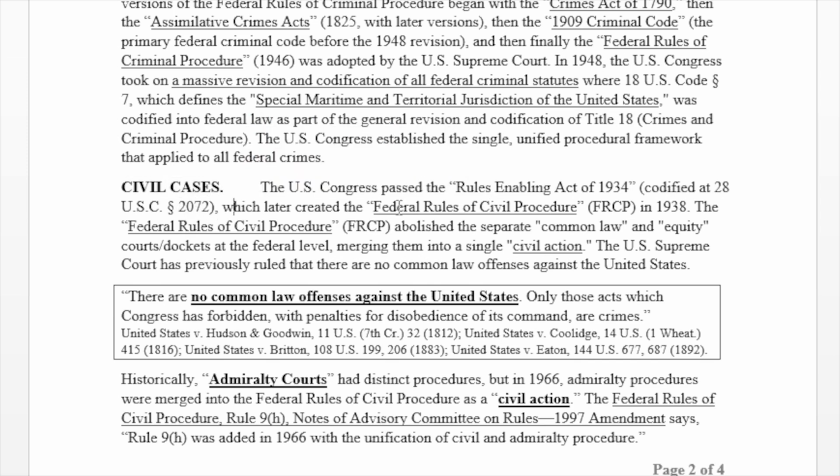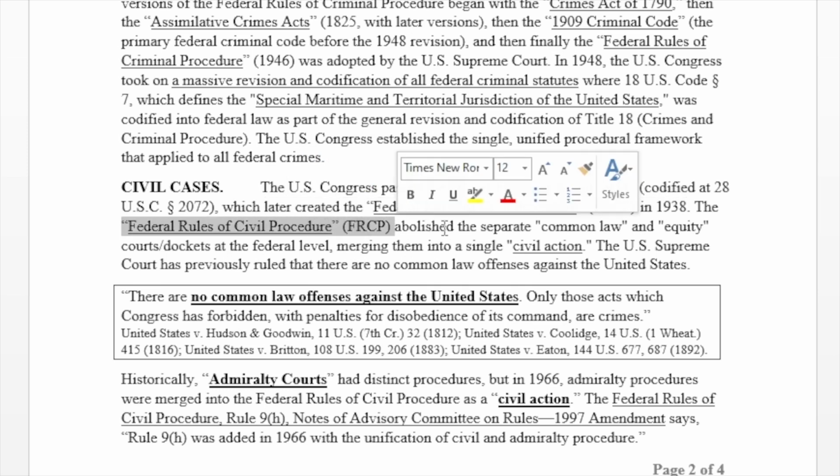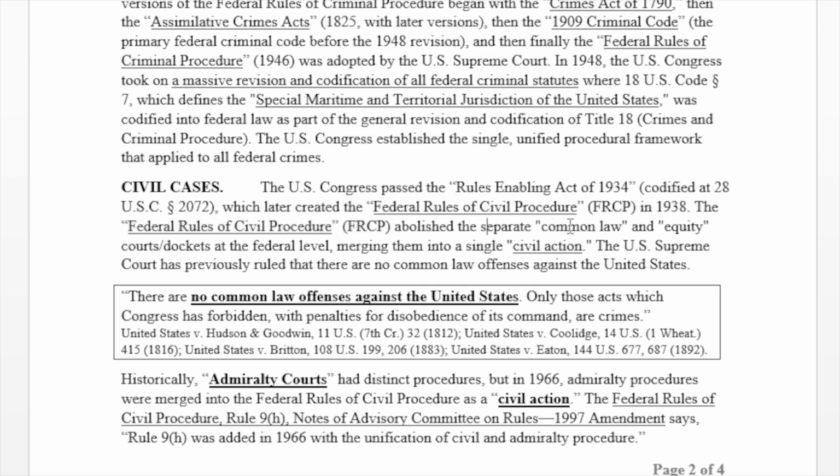2072, which later created the Federal Rules of Civil Procedure in 1938. The Federal Rules of Civil Procedure abolished the separate common law and equity court dockets at the federal level, merging them into a single civil action. So those two merged together at this time. We have common law and equity cases merging into one civil action. Now all you've got to do is go into the court and file a civil action, and it can apply to either.